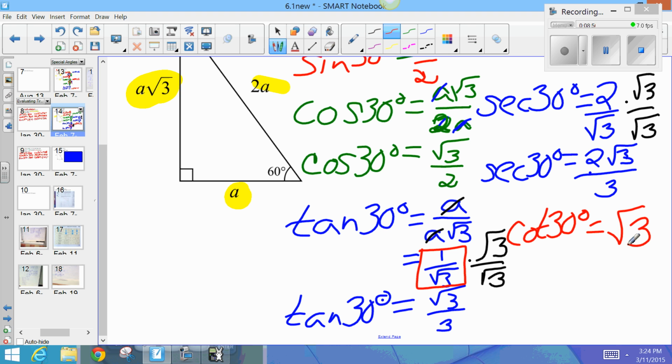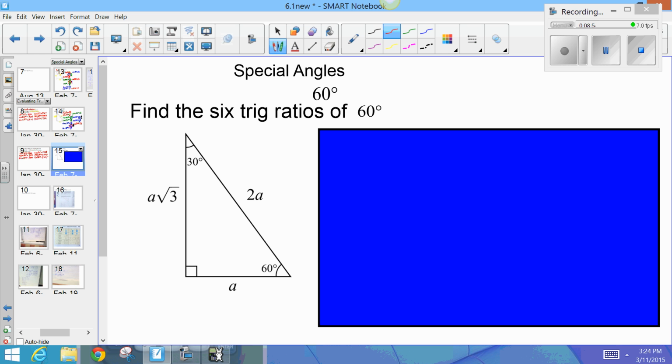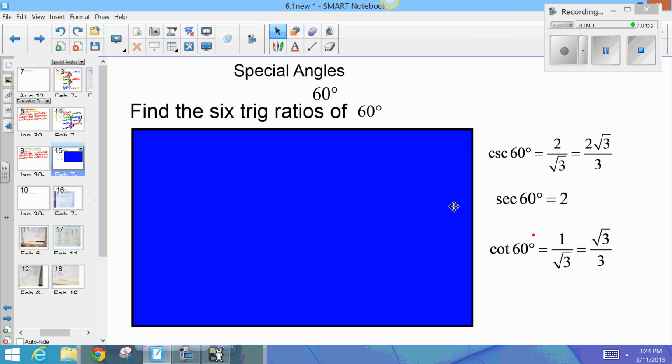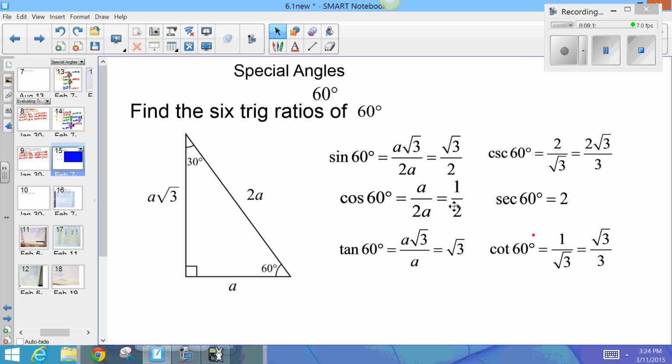Okay. Last one, last special angle is 60 degrees. I really think you should try this on your own for the practice. I've got all of the answers hidden under this blue box. So pause the video. When you're ready, play the video, and I will reveal the answers. All right, that's it.